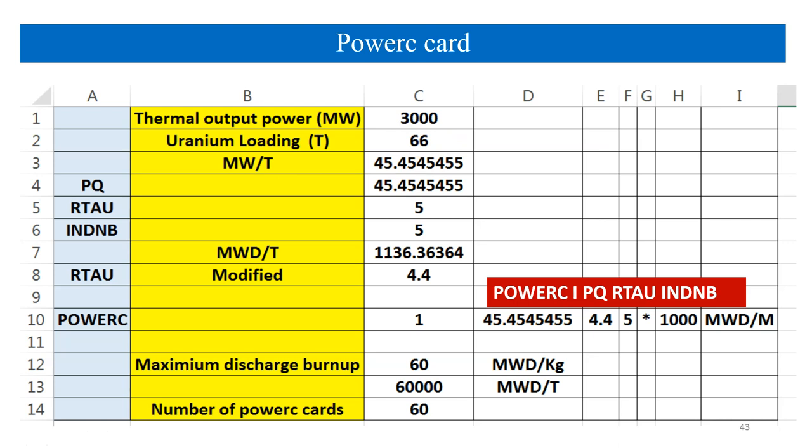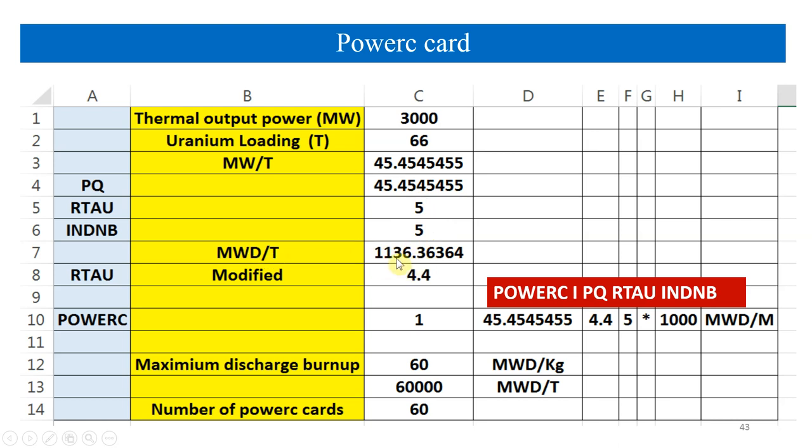If I want to burn the reactor at lower power, I should put another power here, like 1000. If the thermal power of the reactor is 1000, I can put here 1000 divided by 60. I will get a smaller number. So this is the megawatt day per metric ton. If I take RTAU, which is the time inside one cycle, and INDNB is the number of cycles, I take this number 5 and this number 5. It means 5 cycles and 5 days, so the total is 25 days. If I multiply, I will get this number, which is megawatt day per metric ton.